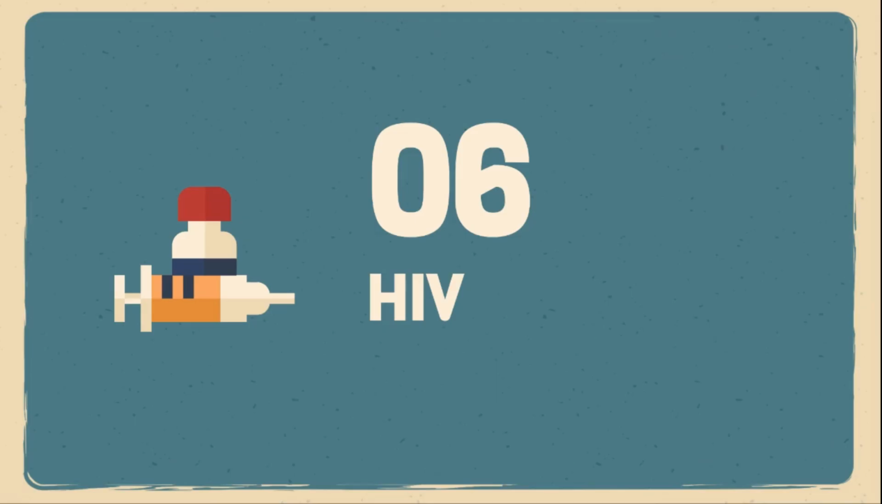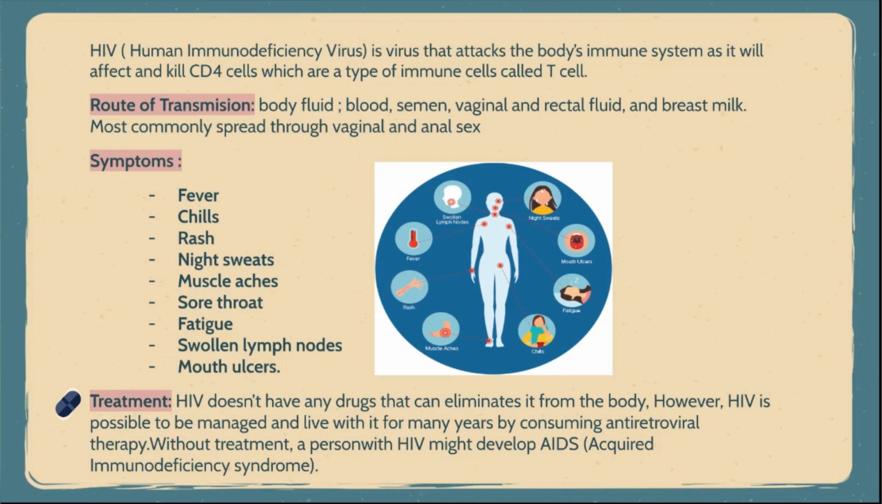Now, we move on to the last sexually transmitted disease that is related to oral disease, which is HIV. HIV is a virus that damages the immune system, which affects and kills CD4 cells, which are a type of immune cells called T cells. HIV is transmitted through bodily fluids that include blood, semen, vaginal and rectal fluids, and breast milk. According to the CDC trusted source, it is most commonly spread through vaginal and anal sex.